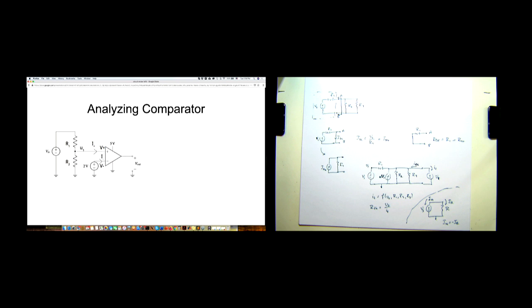So let's analyze a comparator. You should remember that I plus and I minus are always 0, and that there's no current. So basically, in this case, what do we have here? What is U1 going to be? Can someone point out the answer? Since there's no current flowing through this node. Yes? R2 over R1 plus R2 times V in. Yeah.